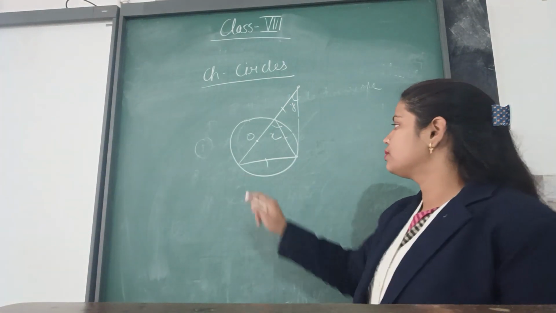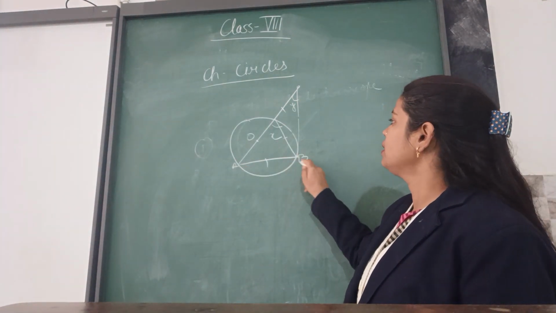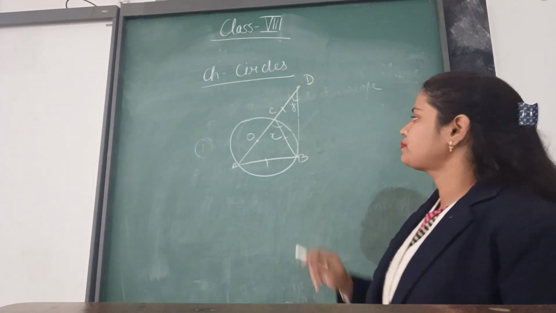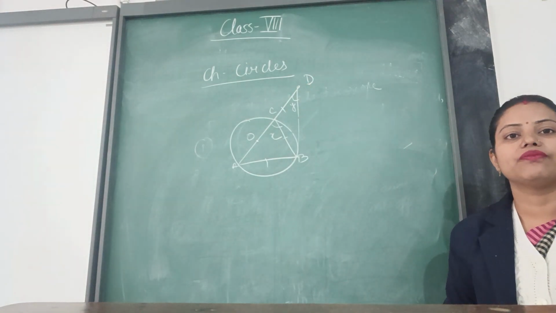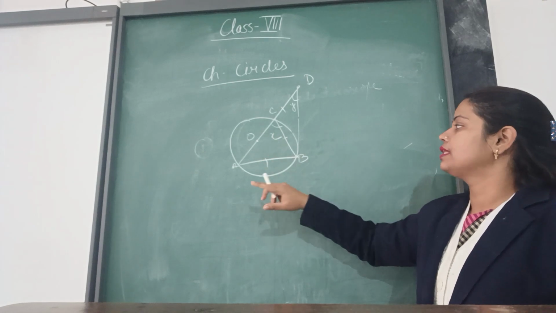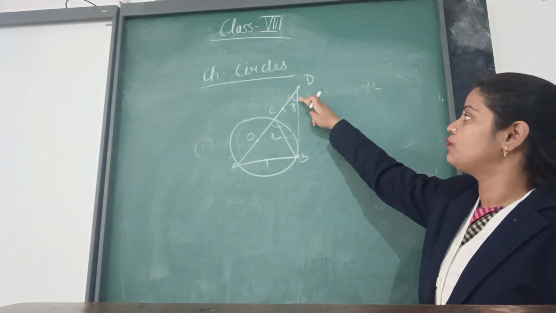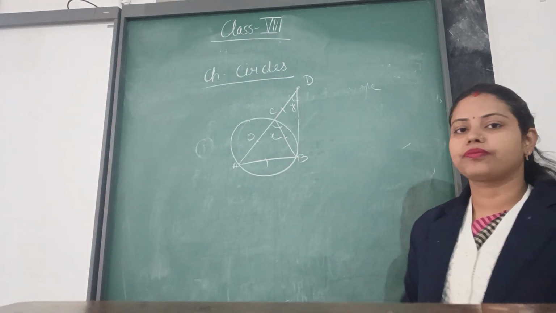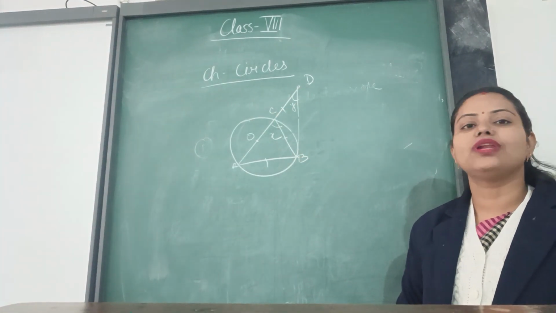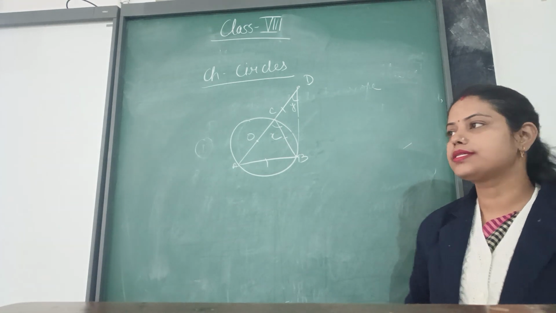Let us name the triangles A, B, C and D. So in this diagram, we have to find out the value of x, that is angle BCA, and then we have to find out the value of y, which is CDB. So first of all, let us try to find out the value of x.